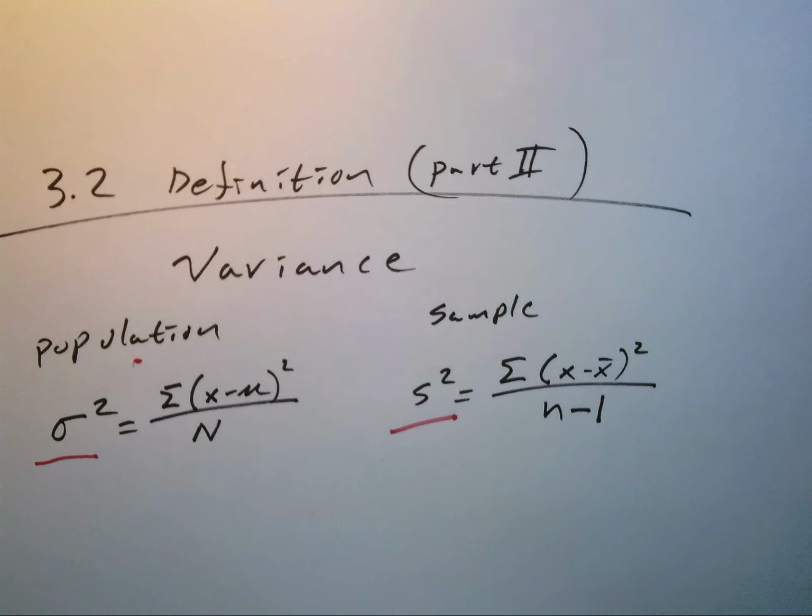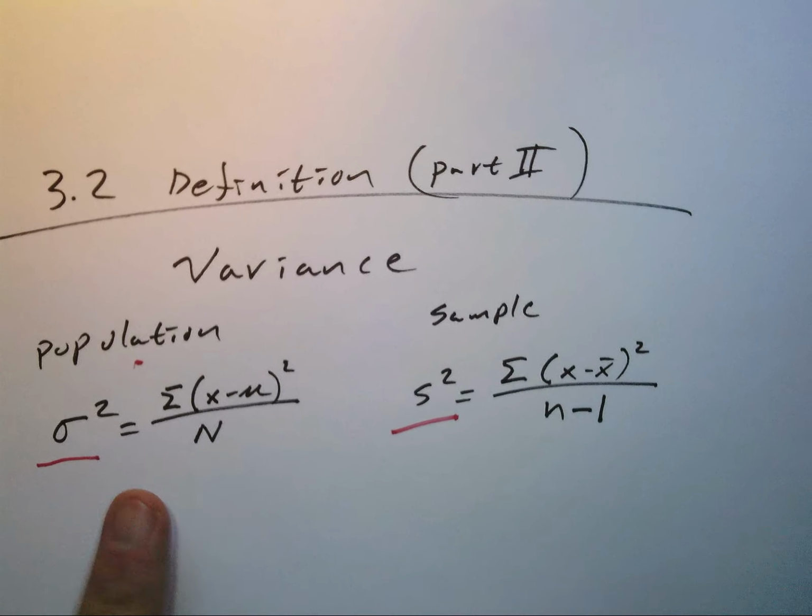Now, we're not going to do this by hand. We're going to be using the calculator, and the calculator will show us which is which when we do it. If you recall when we did the video on weighted mean, it gave us a bunch of information. Some of that information is population versus sample variance or standard deviation.